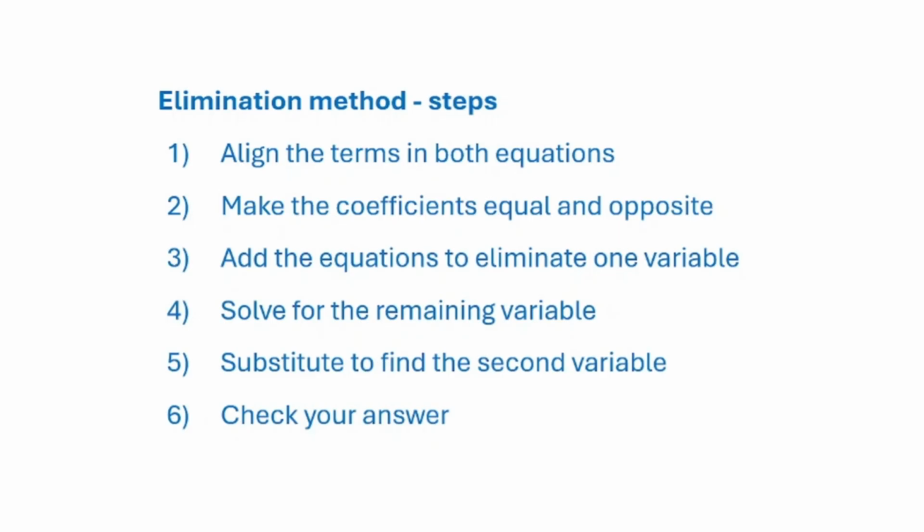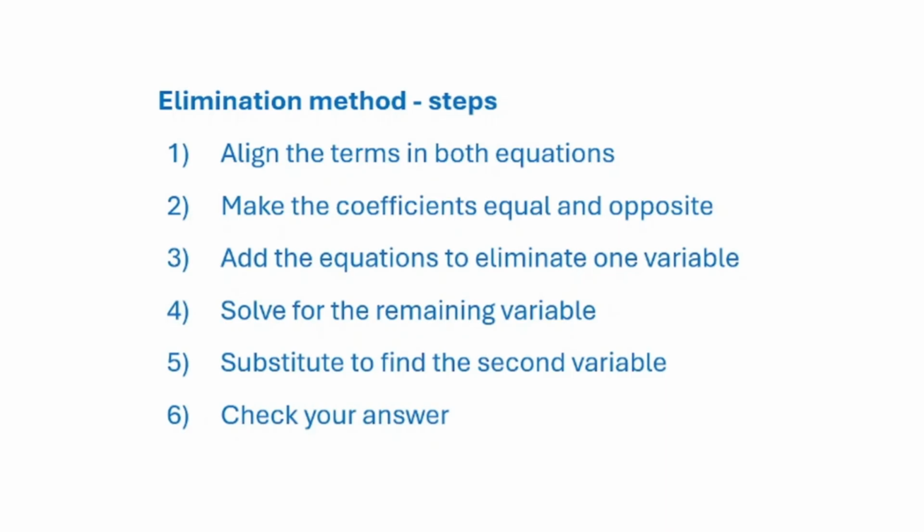First, we want the terms in both equations to be arranged in the same order. For example, if one equation has the x term first, then the y term, then the equal sign, and then the constant, we want the other equation to follow the same order. Next, we want one variable to have the same coefficient, but with opposite signs. At that point, we can add the two equations, and that variable will cancel out.